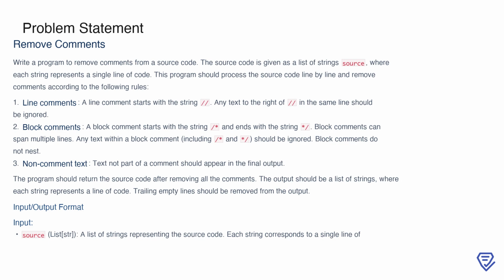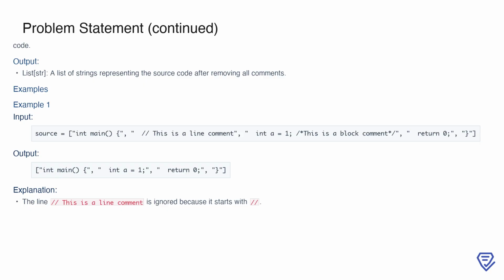The result should be a cleaned-up version of the source code, returned as a list of strings, with each string representing a line of code. Additionally, trailing empty lines in the output should be removed. The input to our program is a list of strings, where each string represents one line of the source code. The output will also be a list of strings, representing the source code after all comments have been removed. Let's look at an example.